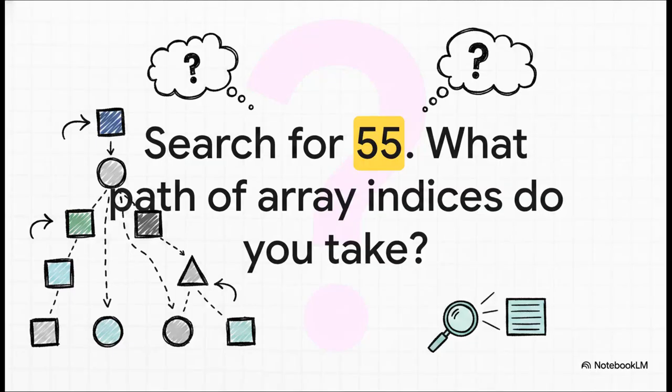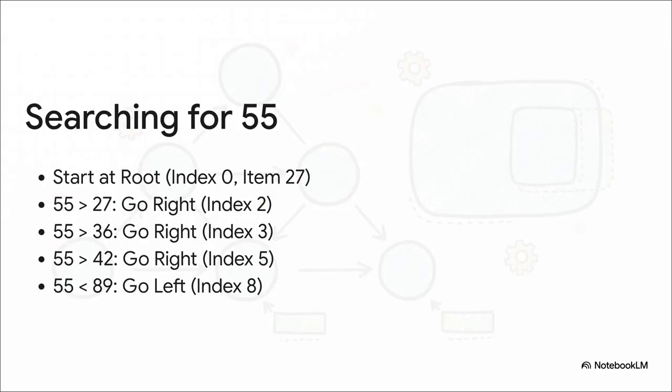Okay, your turn. Let's do some Cambridge practice. If we want to search for the number 55 in this tree array, what exact path of index numbers do you need to take? Take a second and remember our rule. Larger goes right, smaller goes left. All right, let's trace it out together. We start at the root, index 0. 55 is larger, so we go right to index 2. It's larger than 36, so we go right again to index 3. Larger than 42, so we go right to index 5. But wait, 55 is smaller than 89, so we pivot and go left to index 8. And there it is. Found it.